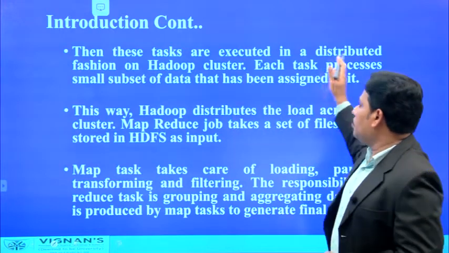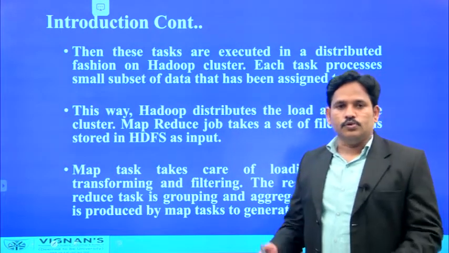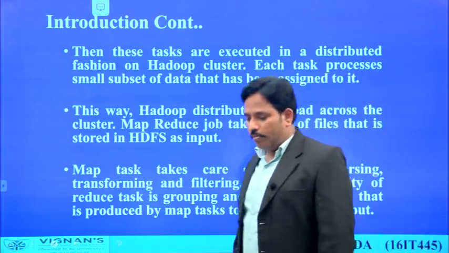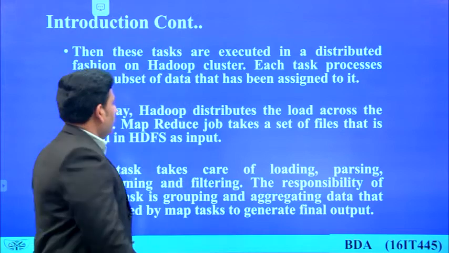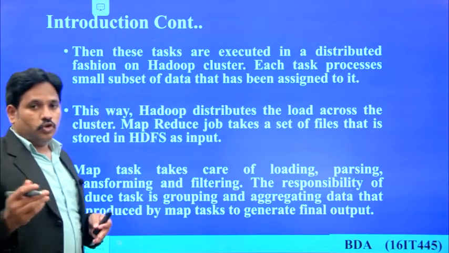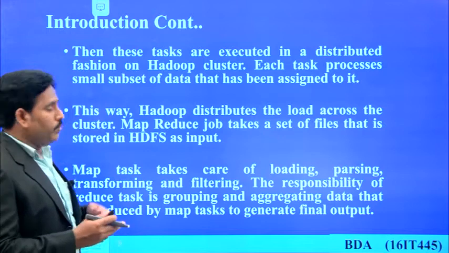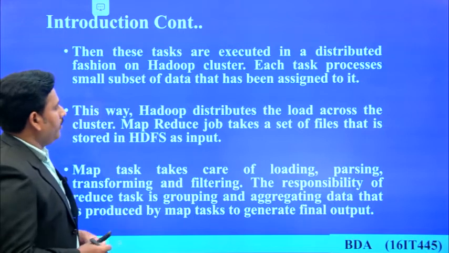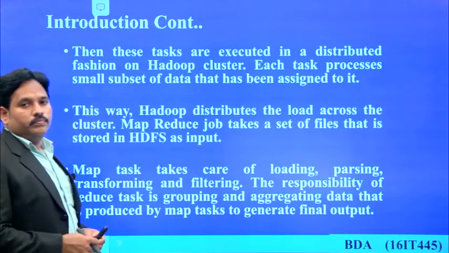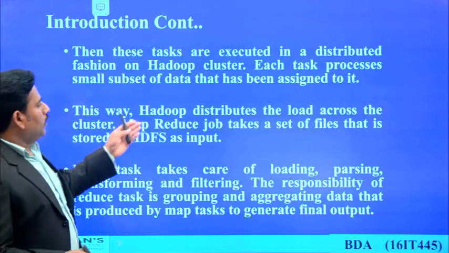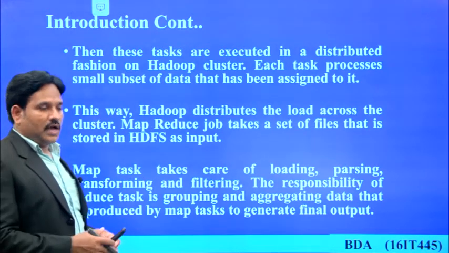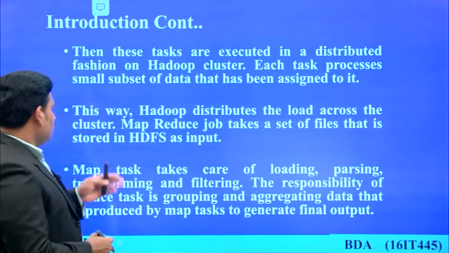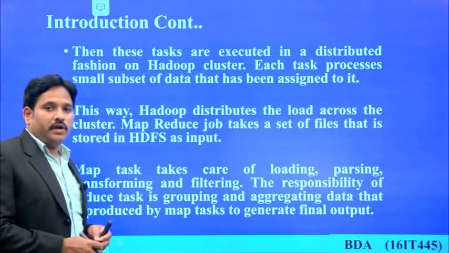When these tasks are executed in a distributed fashion using a Hadoop cluster, each task processes small sets of operations or data. That means whenever the job has been split into mapper tasks and reducer tasks, all tasks are going to be executed in the Hadoop cluster environment. Hadoop distributes these tasks in a distributed environment so that the jobs can be executed in parallel.